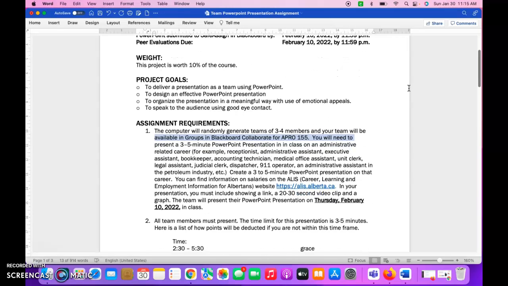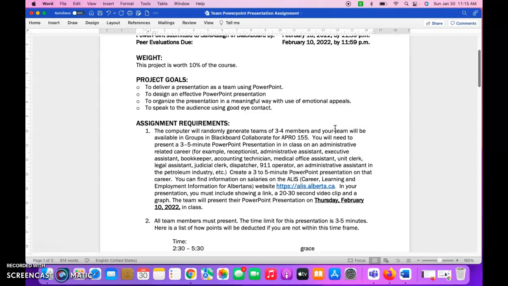So the assignment requirements. The computer has randomly generated teams of 3 or 4 members, and your team is available in groups in Blackboard for APRA 155. So you'll be able to see your groups there. Remember, this is different than the teams that were assigned for the newsletter assignment. These are the groups that are listed in Blackboard, groups of between 3 and 4 classmates, just assigned at random.